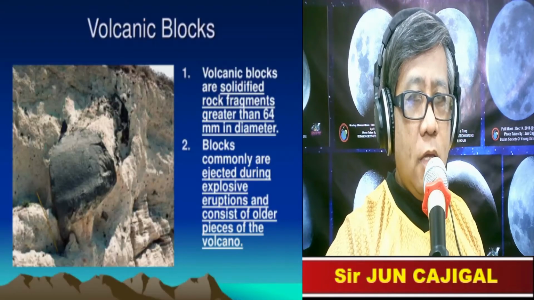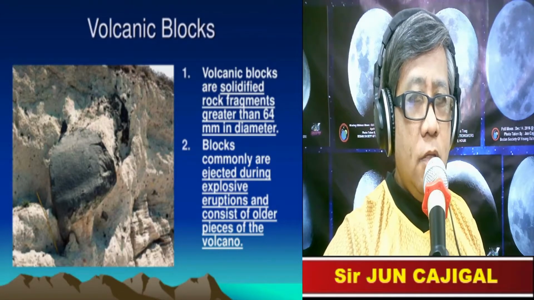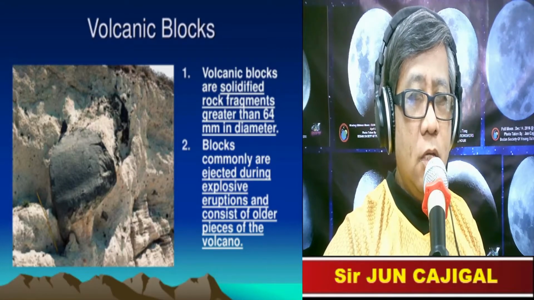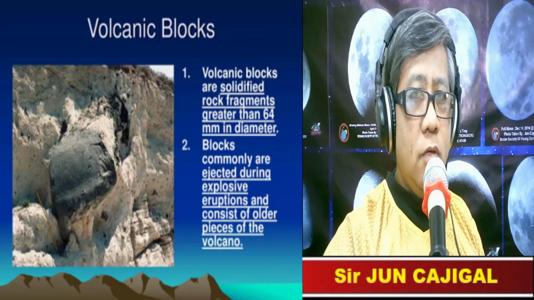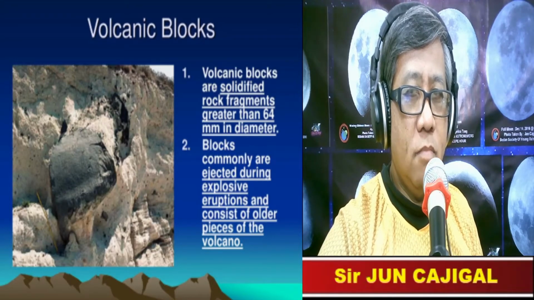Then we have volcanic blocks. Volcanic blocks are solidified rock fragments greater than 64 millimeters in diameter. These blocks commonly are ejected during explosive eruptions, and they are made up of older pieces of the volcano. So those are the types of pyroclastic materials that are ejected during a volcanic eruption. Now, I hope everything is clear about pyroclastic materials.